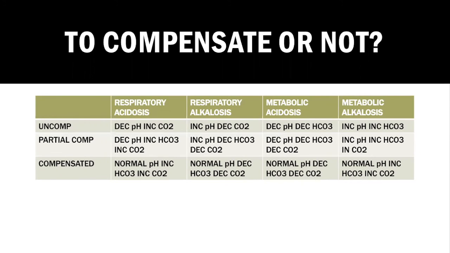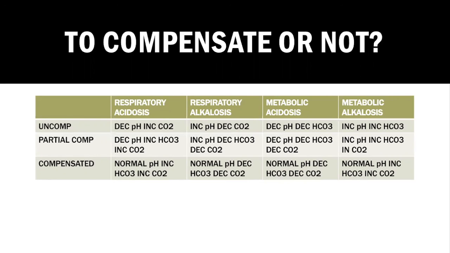For metabolic acidosis, everything is going down. Decrease in pH, decrease in bicarb, and a decrease in CO2. Metabolic alkalosis, everything's going up. Increase in pH, increase in bicarb, and an increase in CO2. So that's for partial compensation.